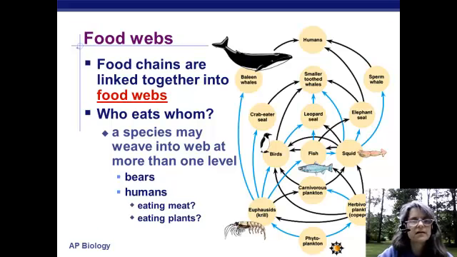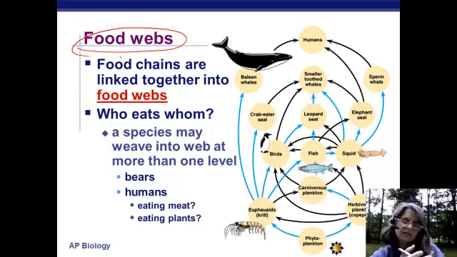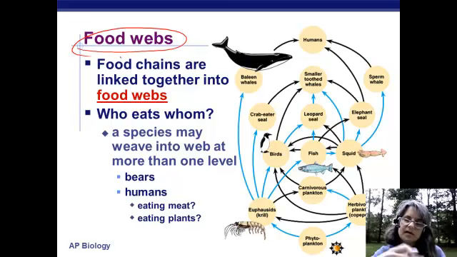Food webs, let's not forget what those are. Basically, food chains are really not just an isolated thing. They are linked together into much more complex food webs, diagrams that reflect who eats whom in an ecosystem. Certainly a species can weave into the web in more than one position.